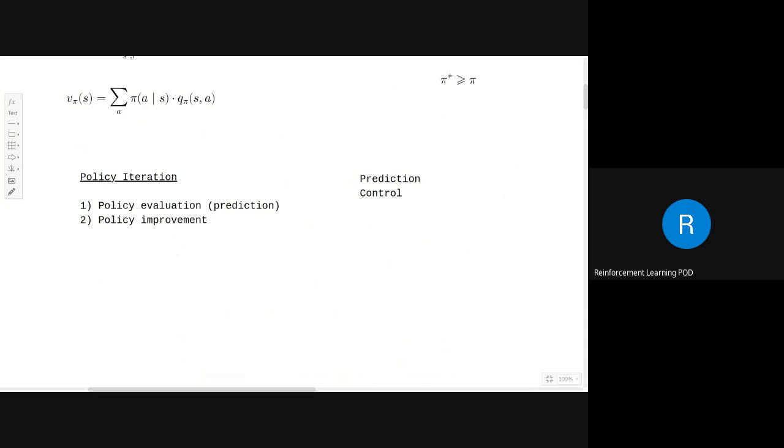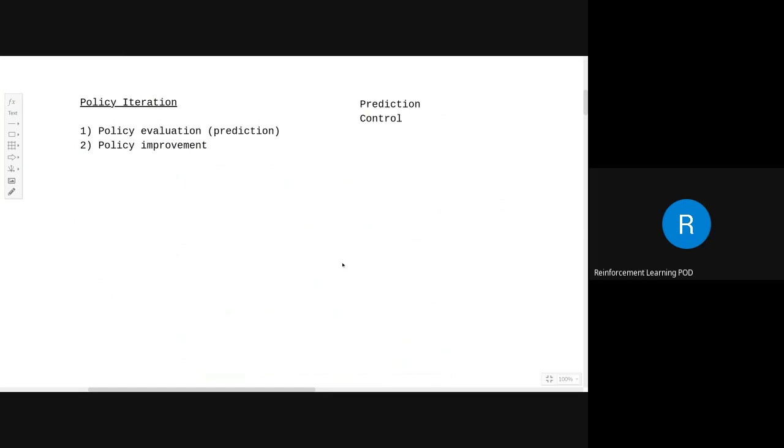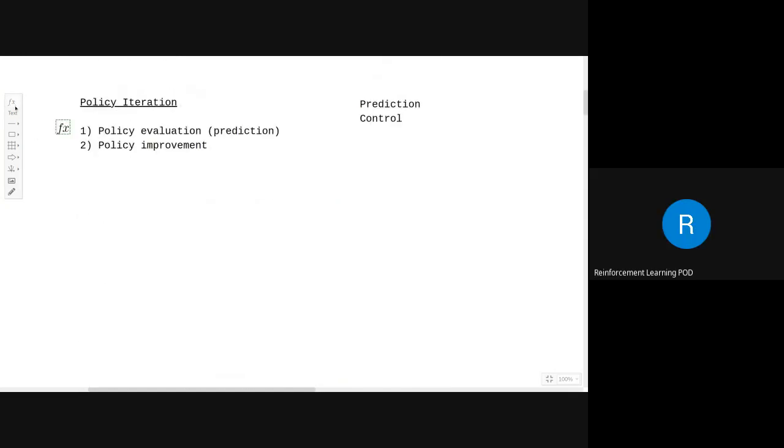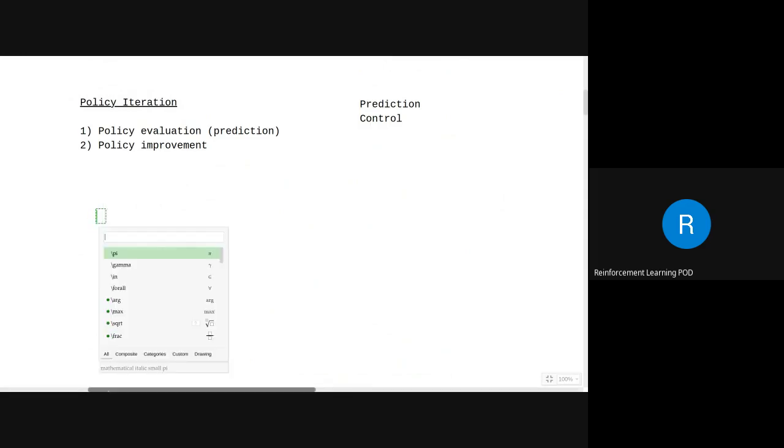The final goal is to control, but prediction is useful in helping us achieve that goal. Policy iteration is a classic example of that. So this is the rough idea: you start with some arbitrary policy.